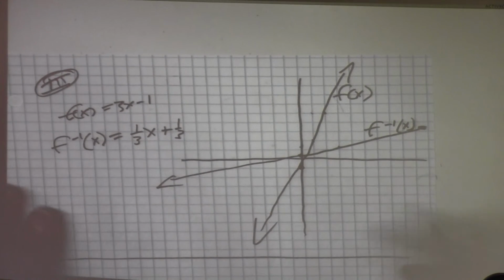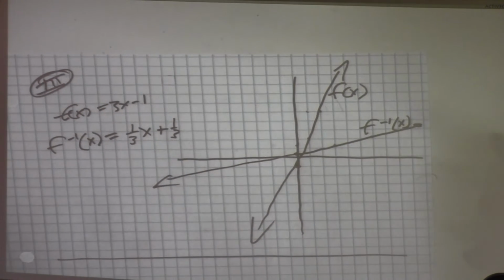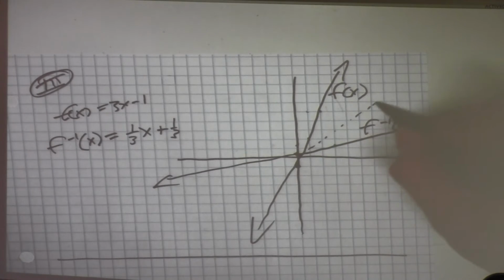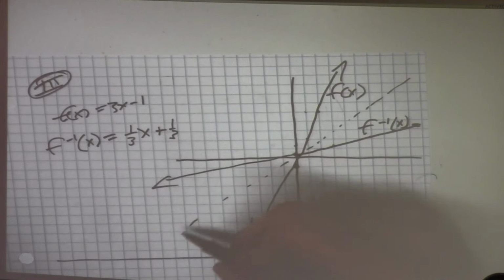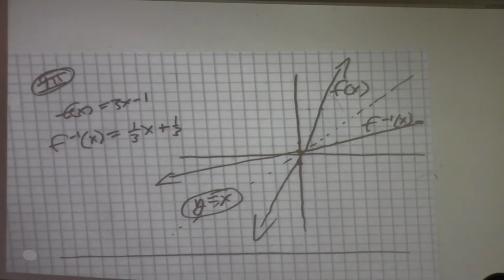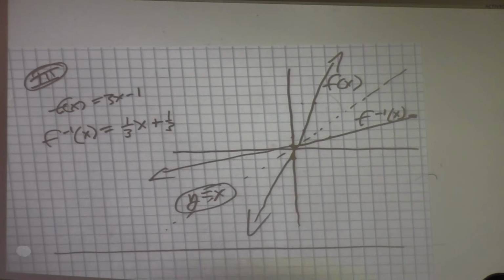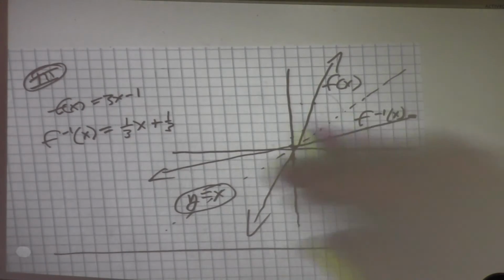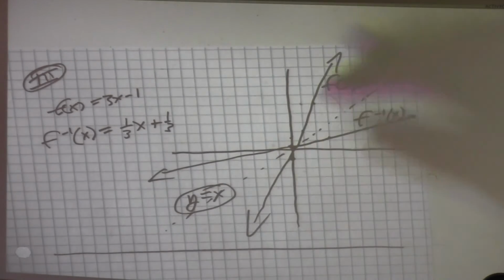So now what we've done here is we've graphed these two, and what you want to notice is that if we do the line like this, that's the parent function of all linear equations, y equals x. Notice that these two lines flip over that line. So this is a reflection. The inverse is actually a reflection of the original one.